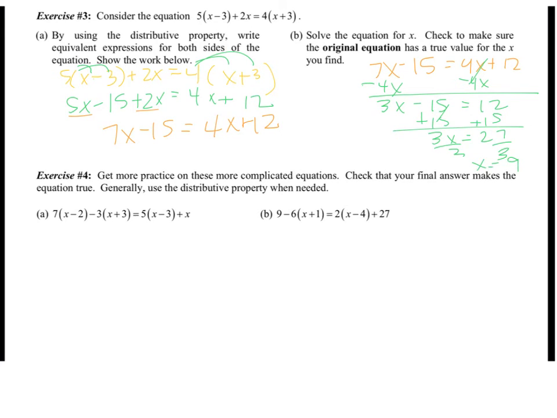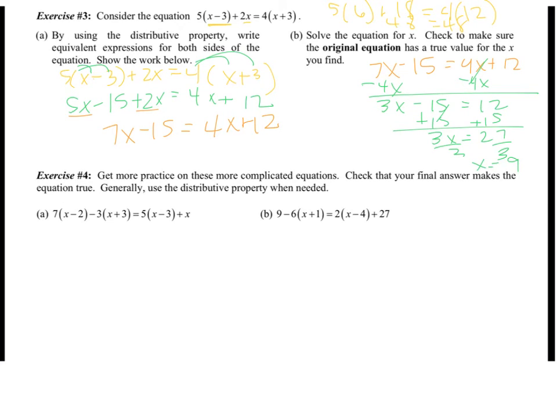If you were to plug 9 back into the original problem, let's see what that would look like. So we're going to plug 9 in here. So it's going to be 5 times, 9 minus 3 is 6, plus 2 times 9 is 18. Is that equal to 4 times, what is 9 plus 3? That's 12. 5 times 6 is 30. 30 plus 18 is 48. And 4 times 12 is 48. So yes, 9 works. We're going to get some more practice on these more complicated equations.